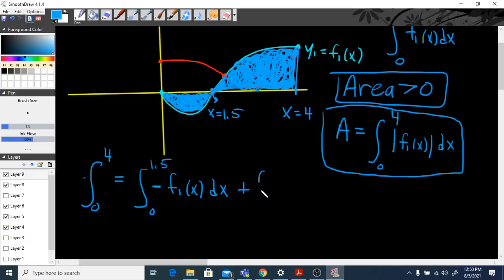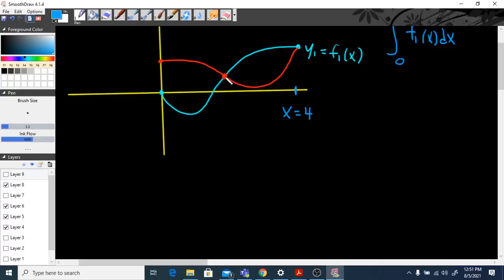And then plus the integral from 1.5 to 4. And that gives us this bit right here. And it's still the same function f1. We don't have to do the negative again because it's already positive. So just keep it. There we go. That is how we would split that up just for f1. Now let's turn our attention to f2. Oh, very nice. So I can just toggle that whenever I want.